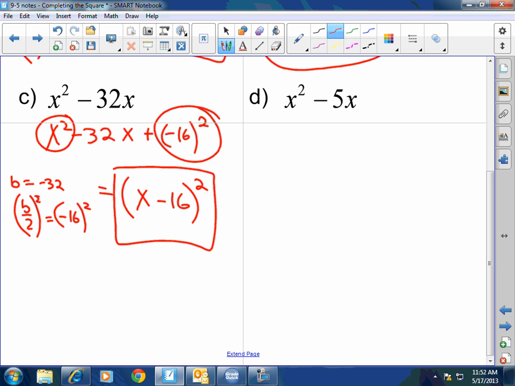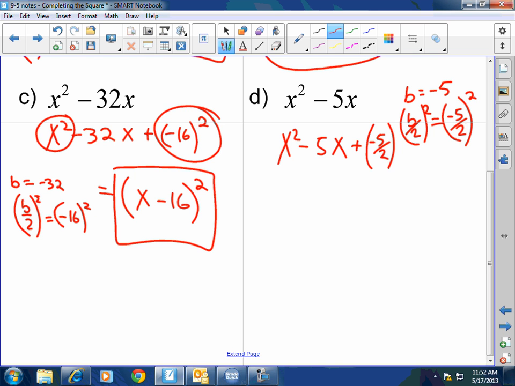Now, fractions. I've got x squared minus 5x. What's my b? What's my b over 2 squared look like? No, do not turn it into a decimal. Great, great mistake. Leave it as a fraction. Negative 5 halves squared. So I add my b over 2, negative 5 halves squared. Now, think about how nasty this would be if you do it the long way. So this would be x squared minus 5x plus 25 fourths. Who wants to factor that?